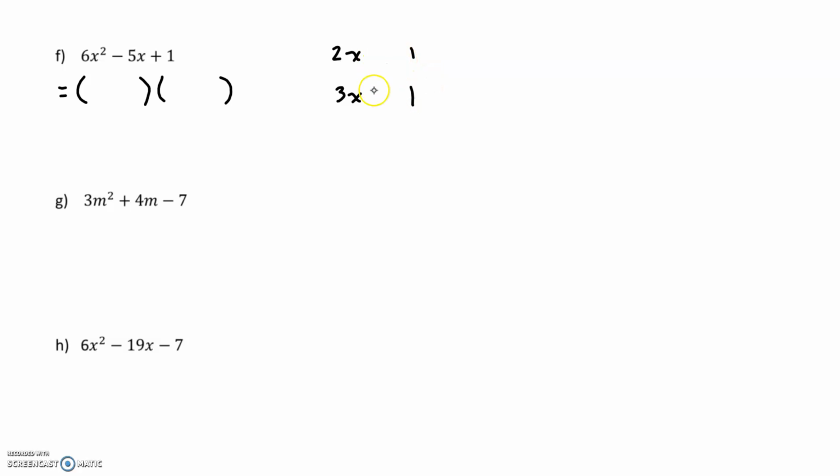All right, let's go ahead and multiply. 3x times 1 gives me 3x. And 2x times 1 gives me 2x. Okay, and these add to give me 5x. So I have a match, but I need it to be a negative 5. So that means that negative 3 plus negative 2 give me a negative 5. And I need to transfer those signs in.